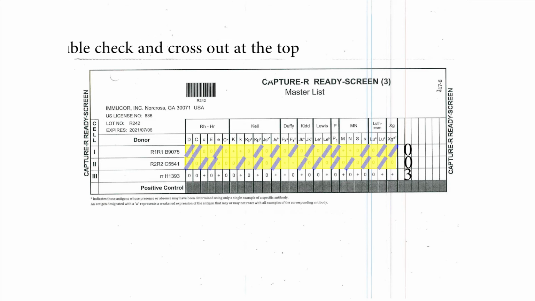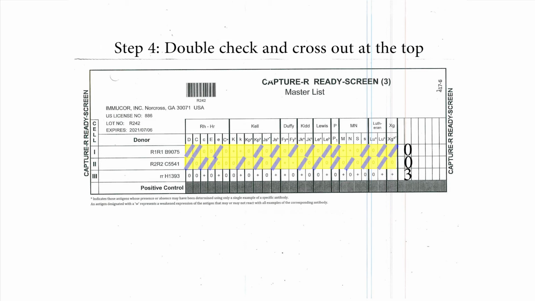Step 4. Double check and cross out antigen at the top. We crossed out each of the antigens in its own row and column in the previous step. Now, we will double check and cross it out at the top where the antigen is shown. If there is more than one cross out per antigen, we will indicate with an X. If there's only one, then indicate that with one line across.